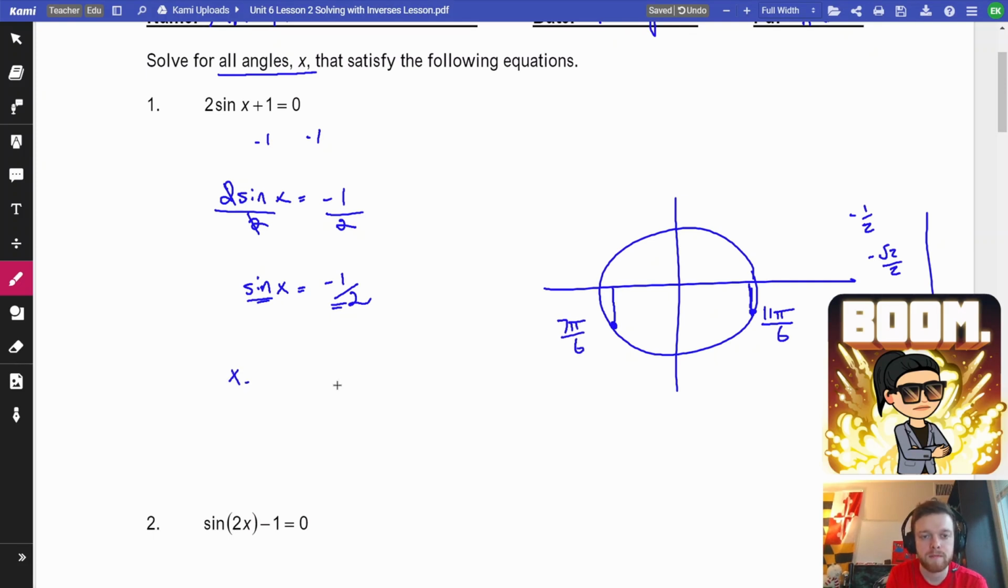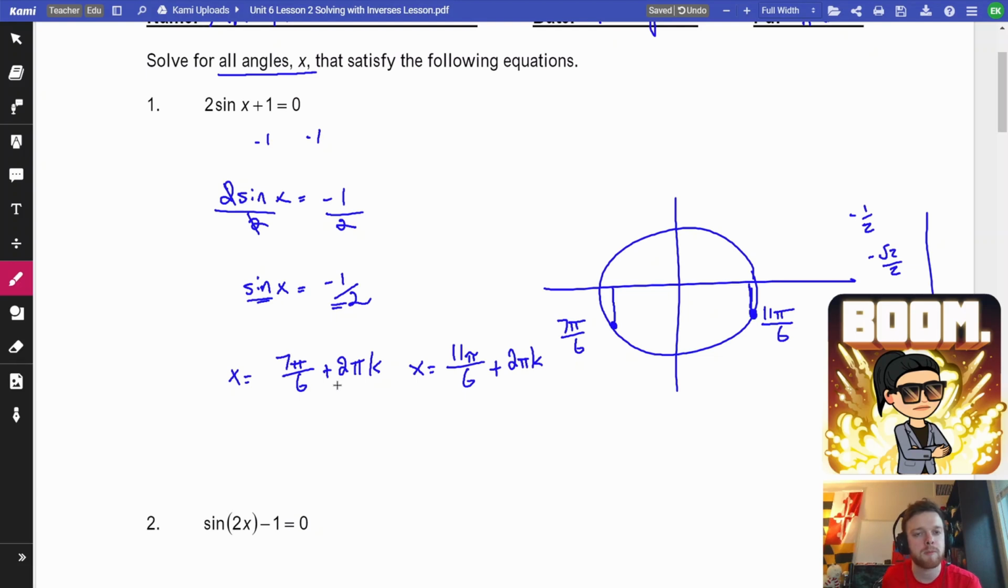So we have 2 answers: 7 pi over 6 and 11 pi over 6. But we want all the angles. So what are all of the angles that are coterminal with 11 pi over 6? We've done this before. Hopefully this is a piece of cake. Plus 2 pi k. Plus 2 pi k. Awesome. There we go. We've solved 2 sine x plus 1 is equal to 0.